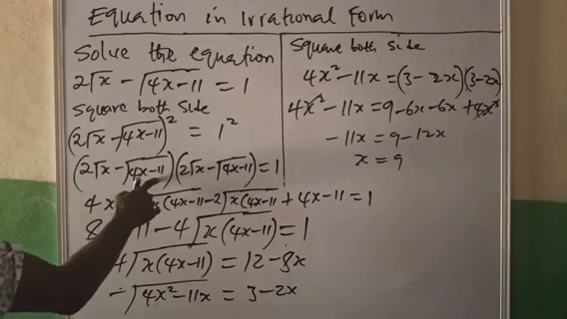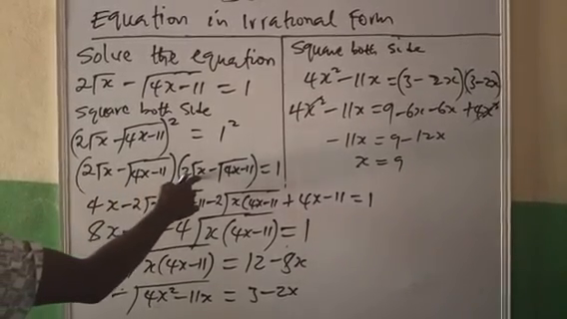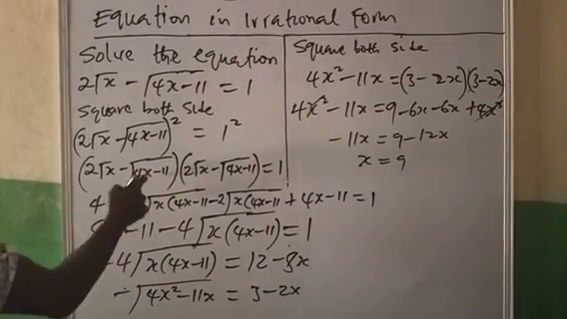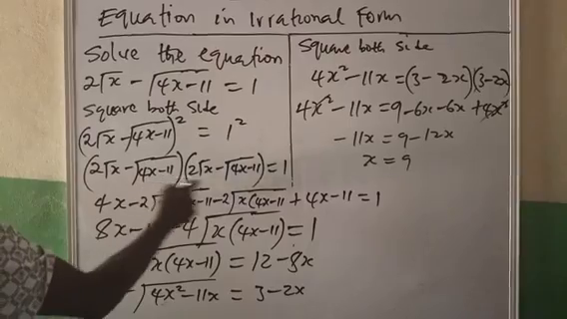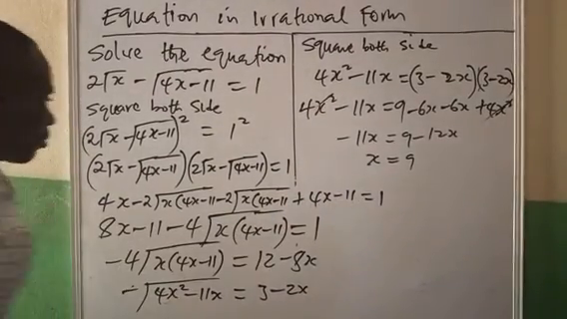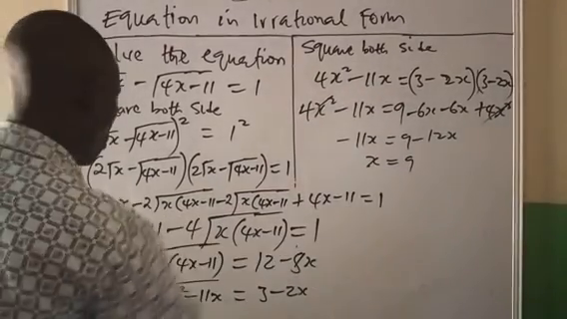The same thing goes for when I use this to multiply this. I have the same thing. Then this 4s minus 11 times 4s minus 11 under square root will give me 4s minus 11. Minus times minus is plus, and it is equals to 1.